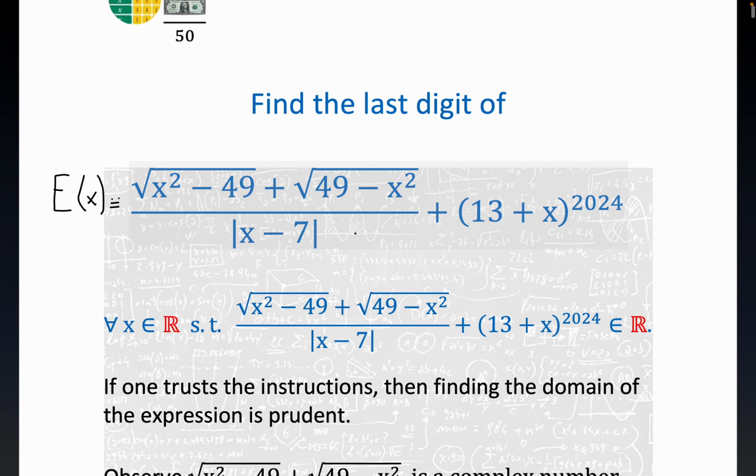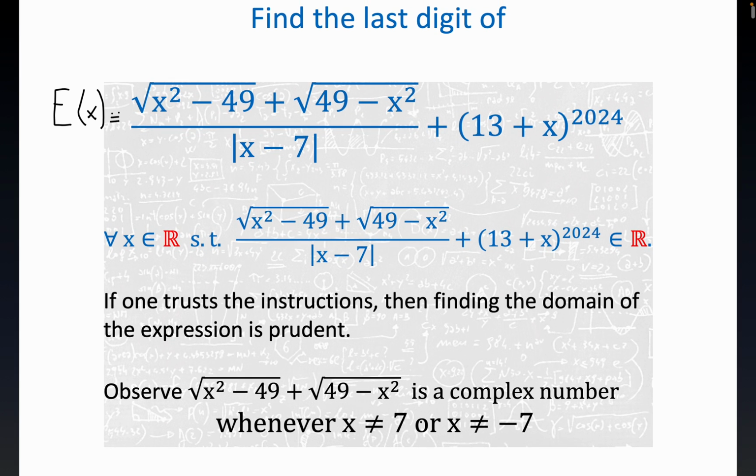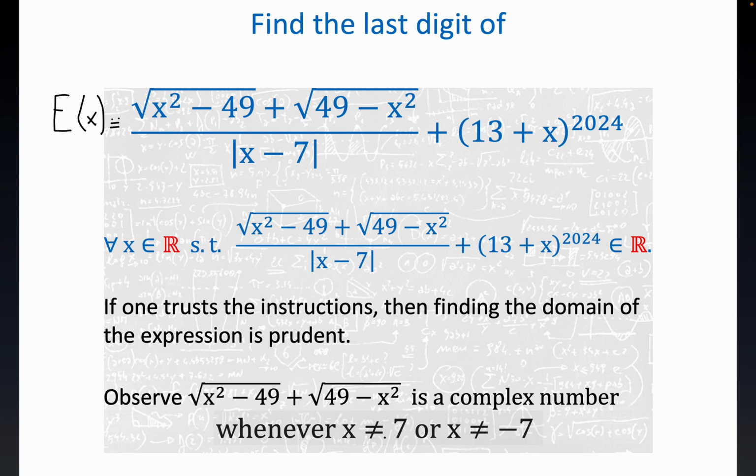Now, if you do trust these instructions, again, I'm repeating myself, but finding the domain is a very good idea here. So notice that if x is not equal to 7 or negative 7, this numerator is always going to be a complex number, which would likely make the whole expression a complex number. For example, if x is equal to 8, this guy right here would become what? The square root of 15 plus root 15i, right?